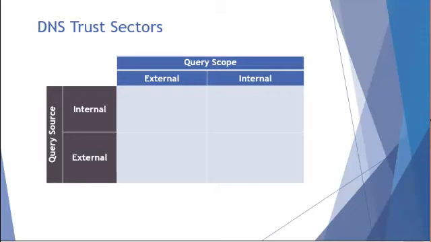So we look at this from a different perspective. We're going to name these four trust sectors in terms of their query source, where the query is coming from, left to right or right to left, and what the scope of the query is, and that's contextual.